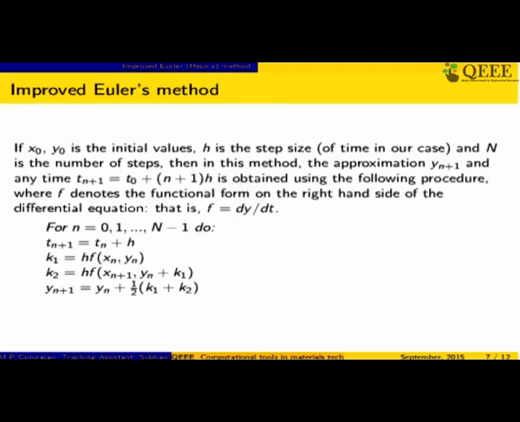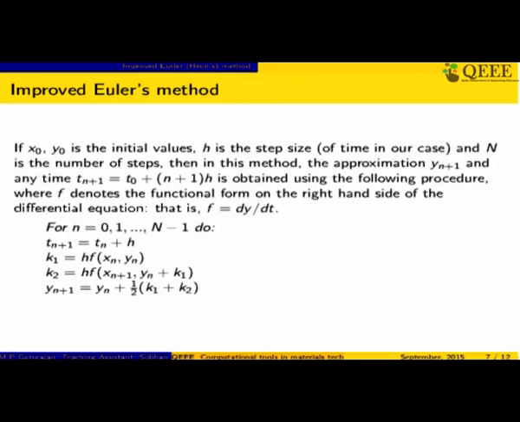So if x0, y0 are the initial values, h is the step size, that is time in our case, and n is the number of steps. Suppose we want to get to 10 minutes and we take a time step of 2 minutes each; in 5 steps we will reach 10 minutes. The approximation for y at time t n plus 1 is given by this expression.